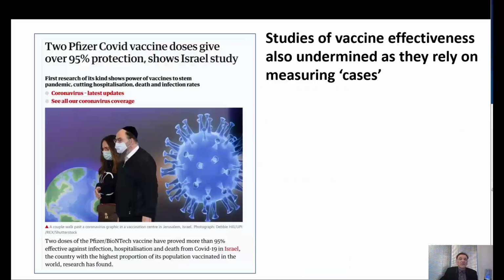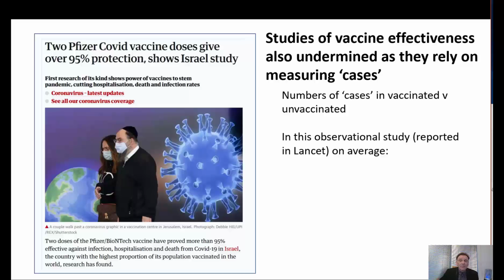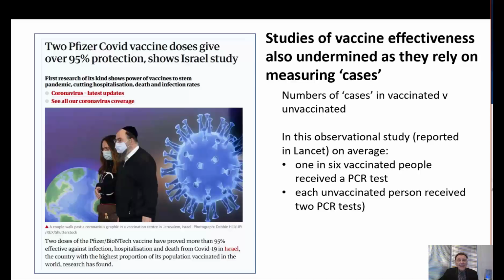Now, problems with the PCR test also undermine the results demonstrating vaccine effectiveness, because these are based on the comparison between cases in vaccinated and unvaccinated. In large observational studies like this one, which was very widely reported in the Lancet, the reliance on a flawed definition of a case is massively compounded by the fact that there are completely different testing strategies for the unvaccinated. So while vaccinated people in Israel were tested rarely, unvaccinated were tested a lot. So if you don't test the vaccinated, you won't find any cases among them. While if you continually test the unvaccinated, you will find cases, almost all of them false positives.